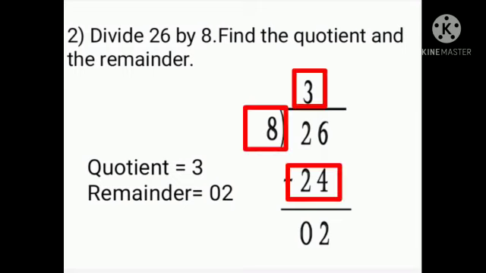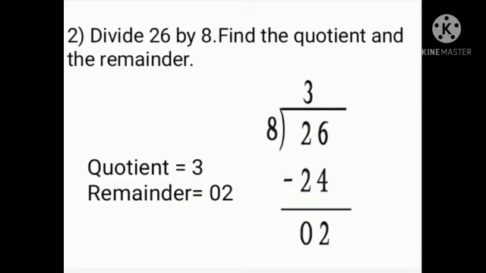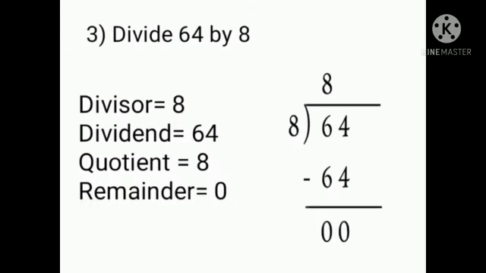8 threes are 24. So let's start subtraction. We will start from units place. 6 minus 4 is 2. 2 minus 2 is 0. So therefore quotient is 3 and remainder here we got is 2. Let's move on to the next one.